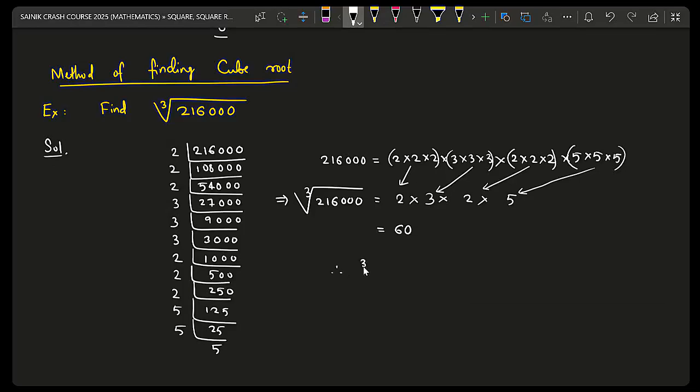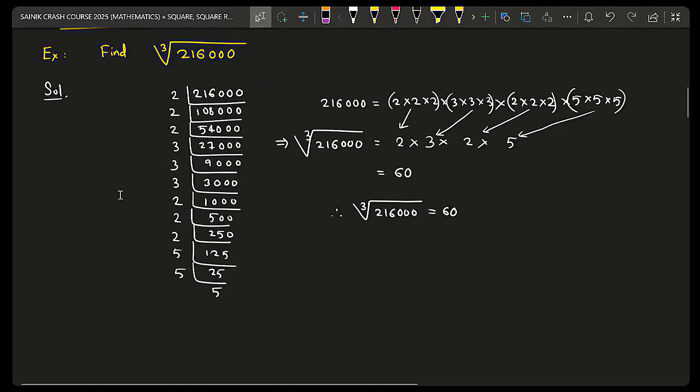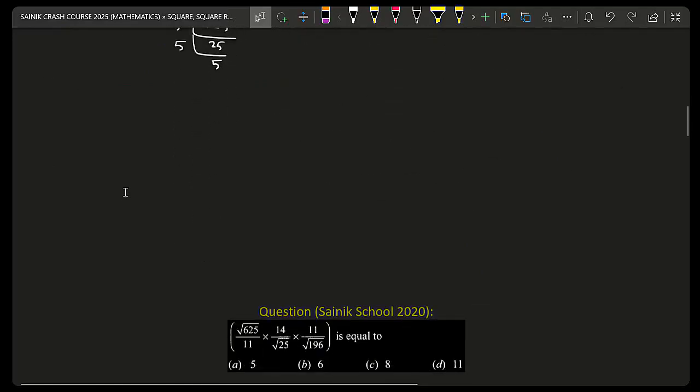Therefore, we got cube root of 216000 is equal to 60. So this is how we are going to find cube root using the prime factorization method. While you're watching the recorded lecture later, you can pause it here and copy this. And next, we are going into the previous year questions. So all the students, now we can try these questions.